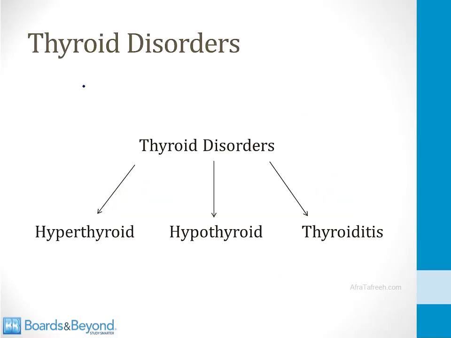You can basically think of thyroid disorders as falling into one of three categories. There are those diseases that cause hyperthyroidism, there are those that cause hypothyroidism, and then finally there are disorders which cause thyroiditis. And the reason thyroiditis is its own category is because thyroiditis can cause either hyper or hypothyroid symptoms.